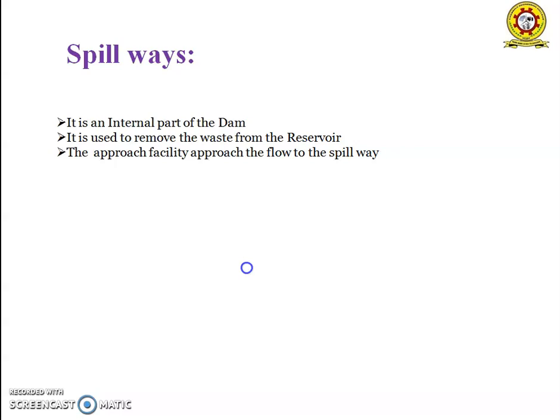The necessity of the spillway is to provide safe passage for the floodwater downstream, so as to avoid the danger of the dam being overtopped. The part of the dam which discharges the flood flow to the downstream is called a spillway. It is an integral part of the dam.